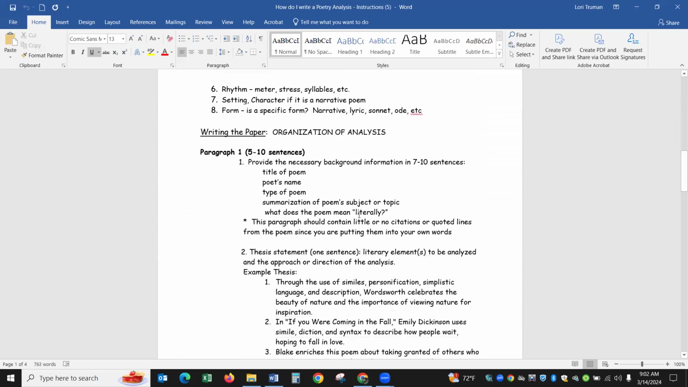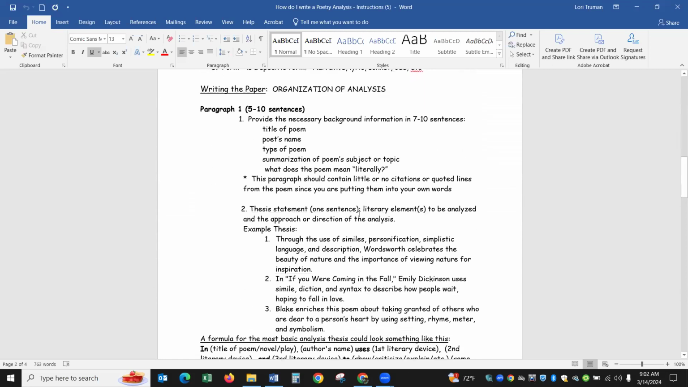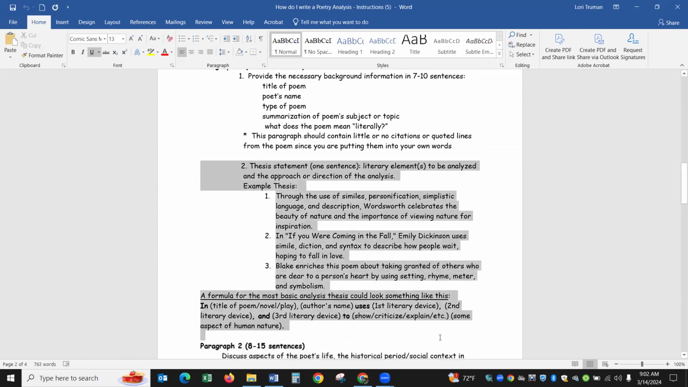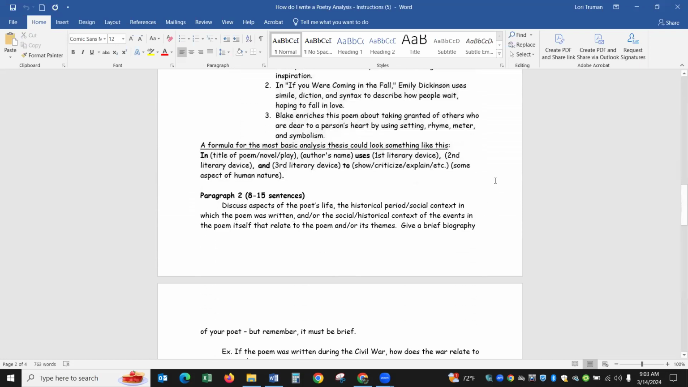And if you'll look at the second page, you'll see that in paragraph 1, you're basically giving a literal summary of the poem, just like you did in the short story analysis. And then number 2, very important, you've got that formula for your thesis statement. Paragraph 2, you're going to give a brief biography of your author. So, while there may be a whole book written on Emily Dickinson, if you choose her, you're going to have to narrow it down to 1 paragraph. So you're going to have to condense her life into 1 paragraph.